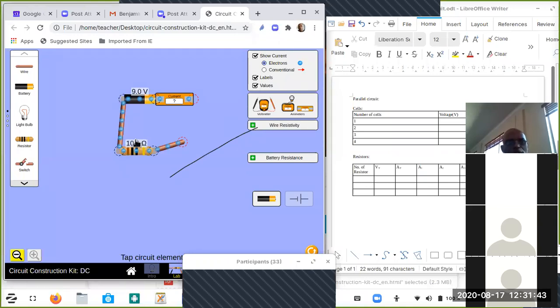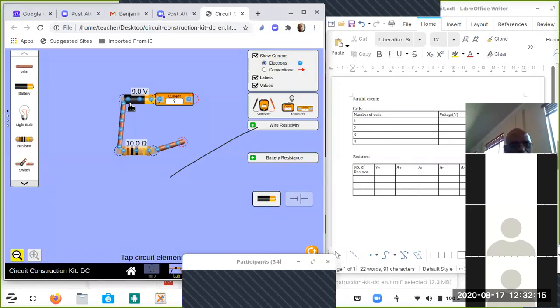voltage. As you can see here, are you seeing my screen, Grade 9 learners? Yes, sir. Okay, fine. What's the PD of the cell? 9.0 V. Thank you. That's 9.0 volts, which is the same as 9 volts, right?